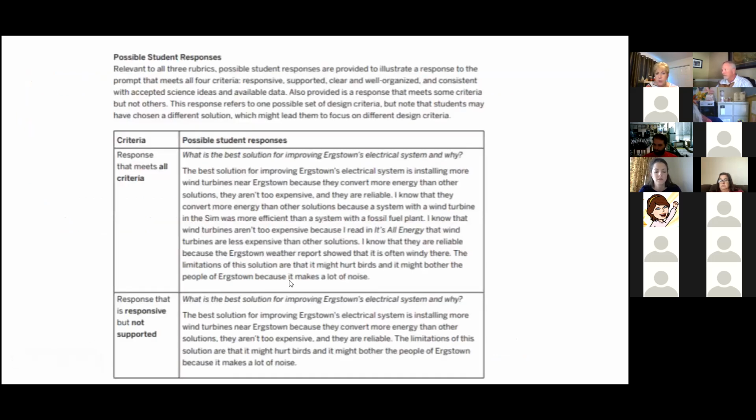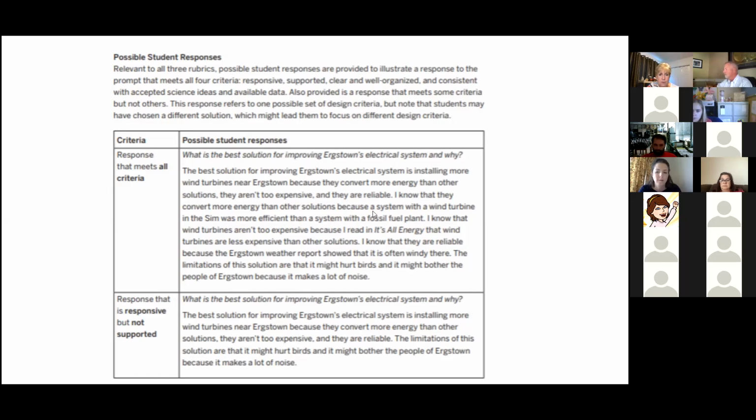First it shows you here, for example, a response that meets all the criteria. It's clear and well organized. It's causal and explanatory, and they're addressing the different criteria as well as mentioning limitations. So you can see through this, they start out and tell the best solution, meeting the criteria of making a claim that goes back and answers the problem they were trying to solve. Then they're telling which design criteria they use, because it converts more energy than other solutions. They aren't too expensive and they're reliable.